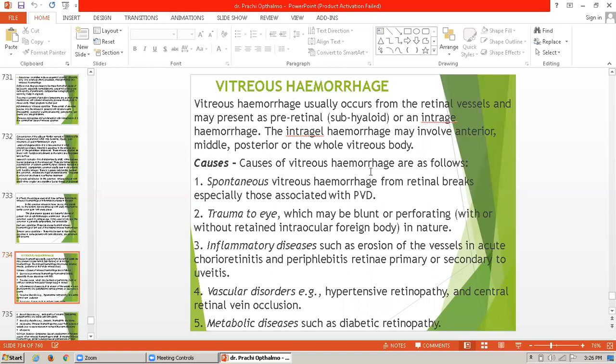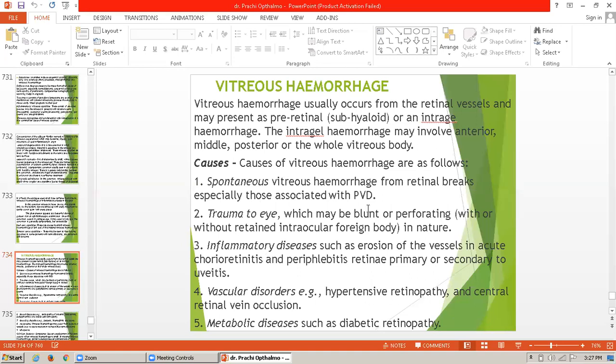The causes of the vitreous hemorrhage are as follows. First, spontaneous vitreous hemorrhage from a retinal break, especially those associated with PVD. Second, trauma to the eye, which may be blunt or perforating, with or without retained intraocular foreign body. So it occurs spontaneously due to some retinal break.